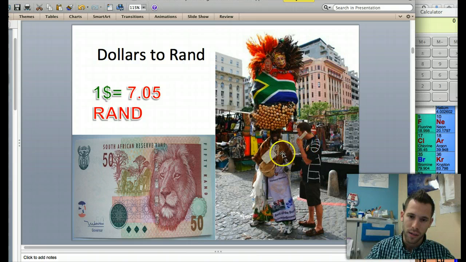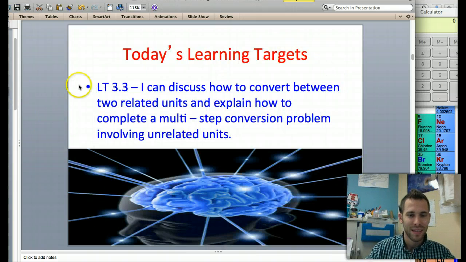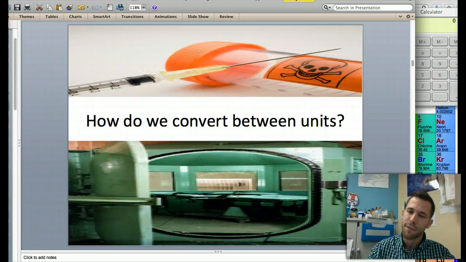This is me over here with one of my new friends that I made in South Africa. Today's learning target is learning target 3.3. I can discuss how to convert between two related units and explain how to complete a multi-step conversion problem involving unrelated units. Beautiful. First things first, how do we convert between units?